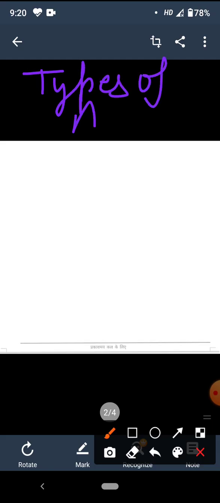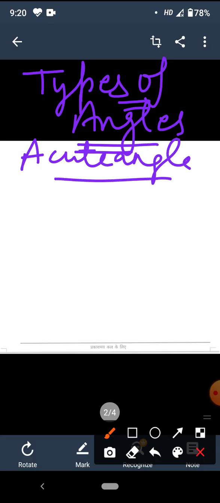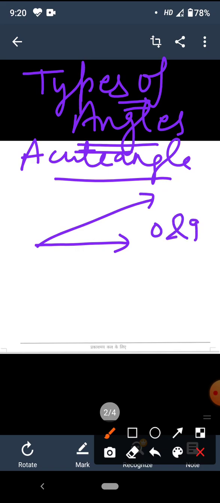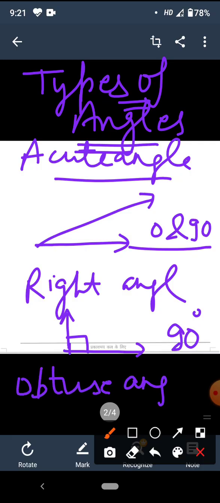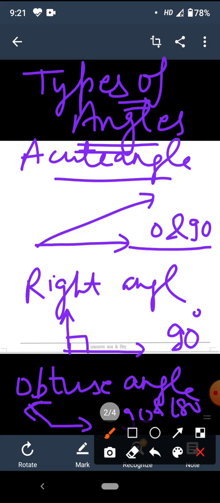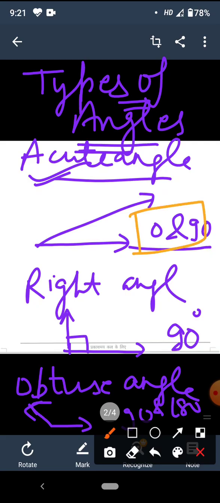Now in your junior classes you have studied many types of angles. So let us study all those angles one by one. First is the acute angle. What is an acute angle? An angle whose measure is between 0 and 90 degrees. Then comes the right angle. What is a right angle? An angle whose measure is equal to 90 degrees. Then third, on the basis of angle, is the obtuse angle, whose measure is more than 90 but less than 180. So these are the three types of angles. An acute angle's measure is less than 90 and more than 0. A right angle's measure is equal to 90 degrees. And an obtuse angle's value is more than 90 degrees but less than 180 degrees.